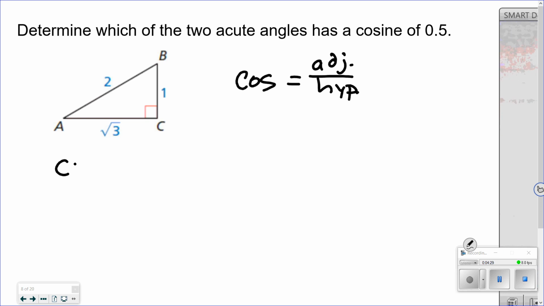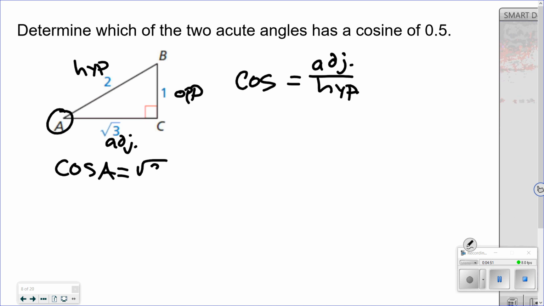If I try the cosine of A, so if A is my angle, that means the opposite side is 1, the hypotenuse is 2, and the adjacent is square root of 3. So if I do cosine, it's adjacent over hypotenuse. That'd be square root of 3 over 2. That does not equal a half, so it's not A. If we switch things around, we can find out what is the cosine of angle B. So I come up to angle B.